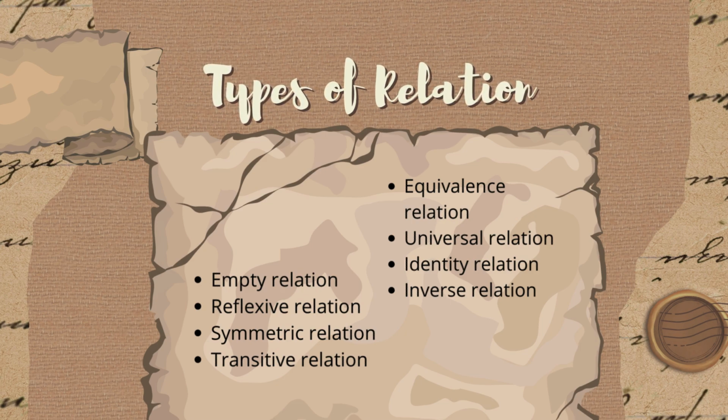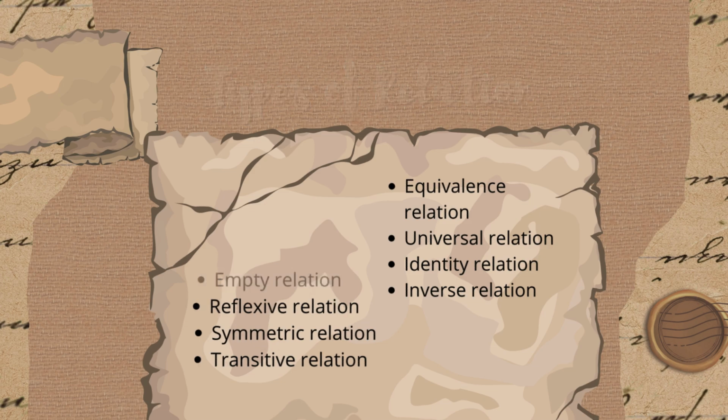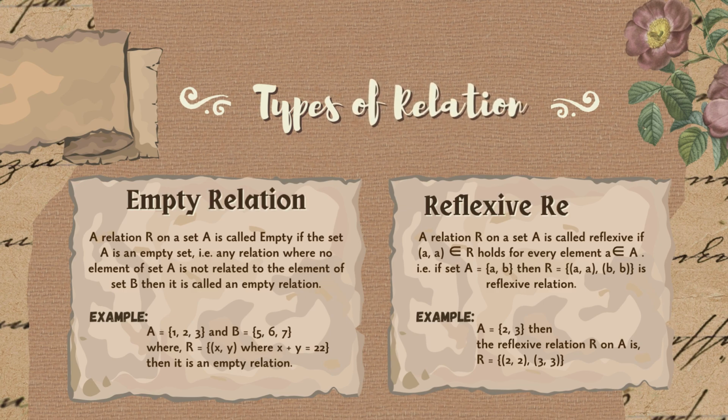We have empty, reflexive, symmetric, transitive, equivalent, universal, identity, and inverse relation. Okay, firstly, empty relation. A relation R on a set A is called empty if the set A is an empty set. Any relation where no element of set A is related to an element of set B is called an empty relation. So, this is the example you can see.